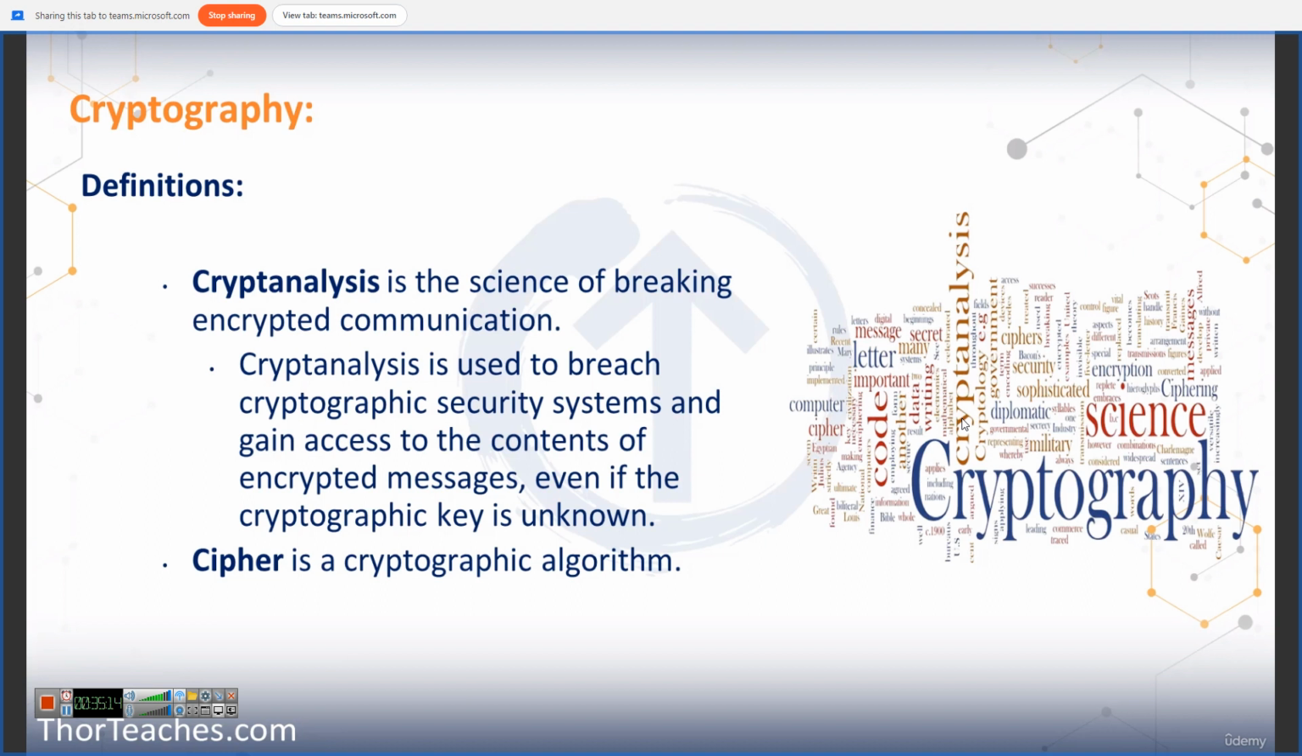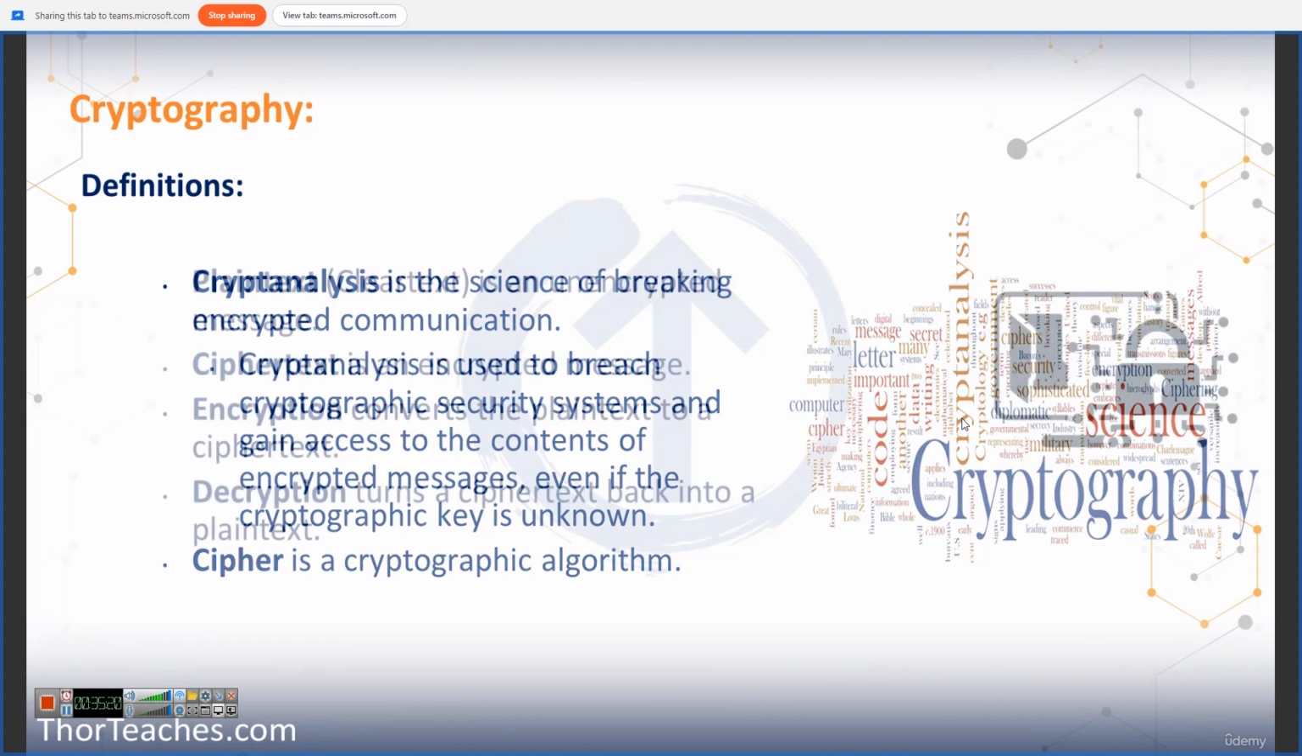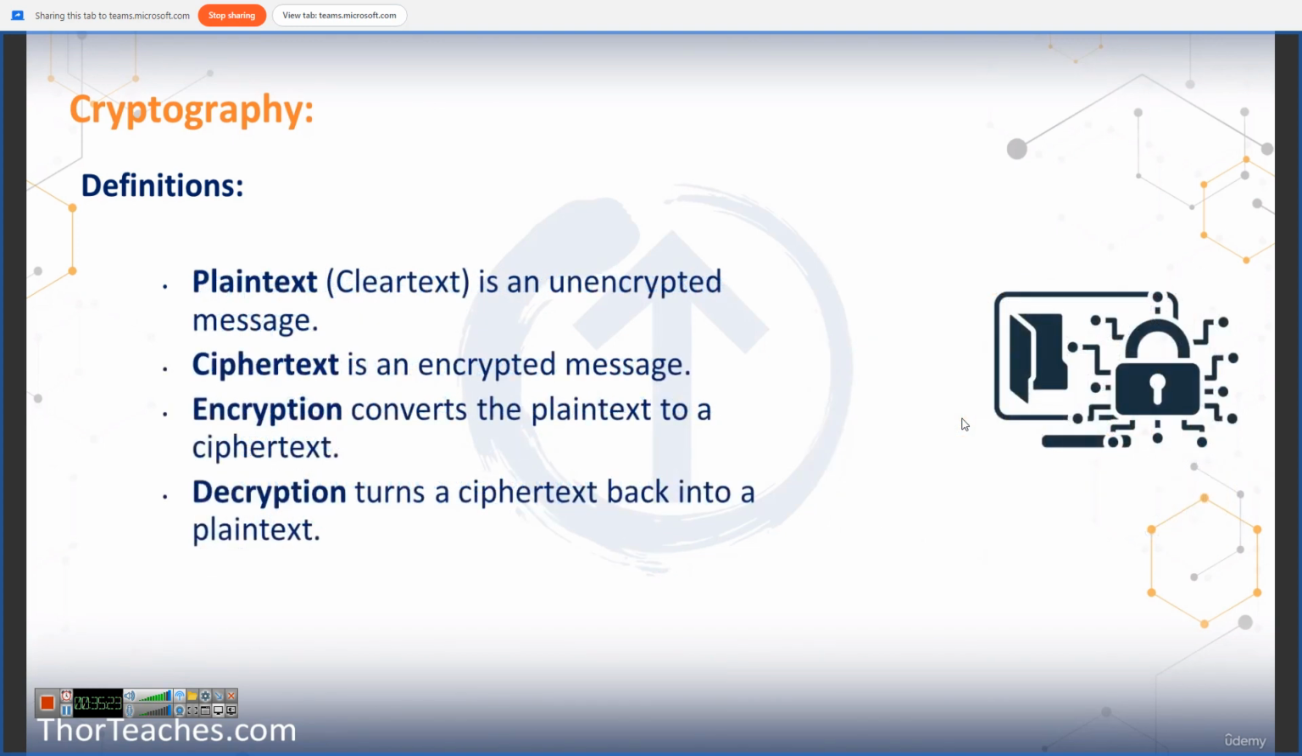And then the final definition we have on this page is a cipher. That is the cryptographic algorithm that we use to either encrypt or decrypt. It's a series of well-defined steps that we use to encrypt the plaintext or the clear text into the ciphertext, or the other way around, from the ciphertext into plaintext, which sort of covers the first two bullet points here.